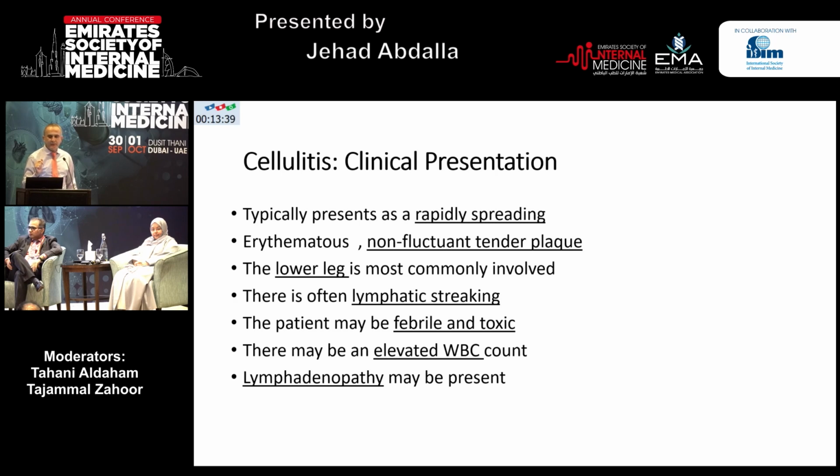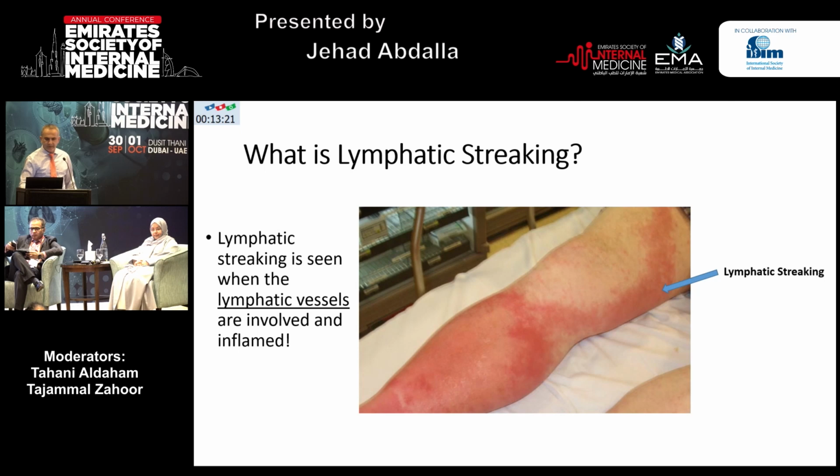And you can see what we call the lymphatic streaking. I'll show you an example. Patient might be febrile and toxic. And you might see elevated white blood cells if it's bacterial, mainly neutrophil dominant, and lymphadenopathy is common. So this is what I call the lymphatic streaking, and usually it's because there is inflammation of the lymphatic vessels. Look for that.